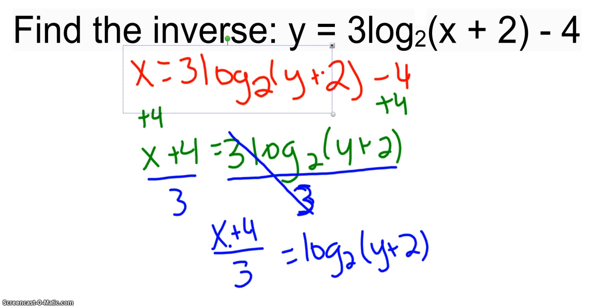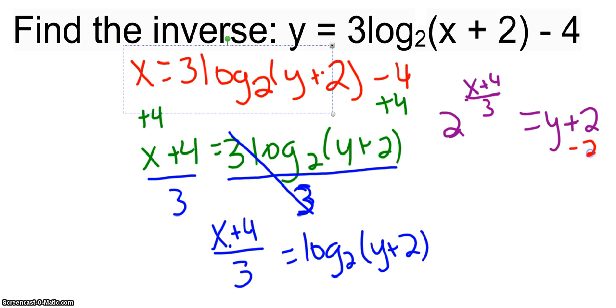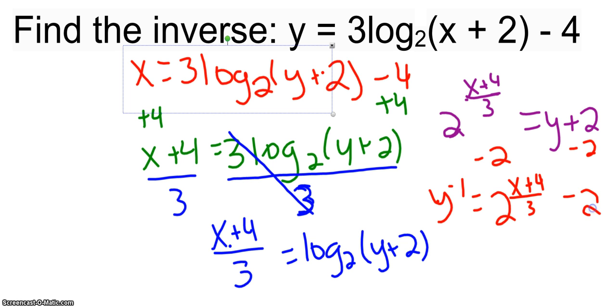Okay, now I need to convert it to an exponential. This one has several extra steps. So change it to an exponential. Our base is 2, so I have 2 raised to the x plus 4 divided by 3 equals y plus 2. Okay, then our final step is to get y by itself, so subtract 2 from both sides. So the inverse is equal to 2 to the x plus 4 divided by 3 minus 2.